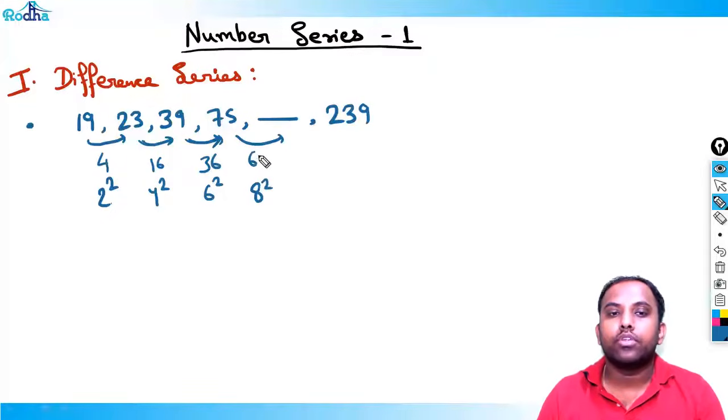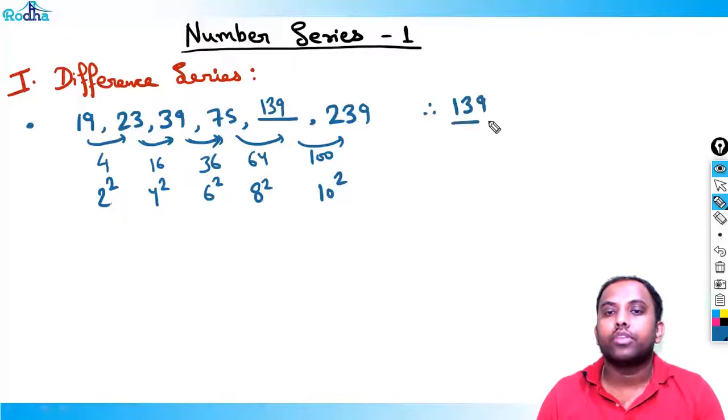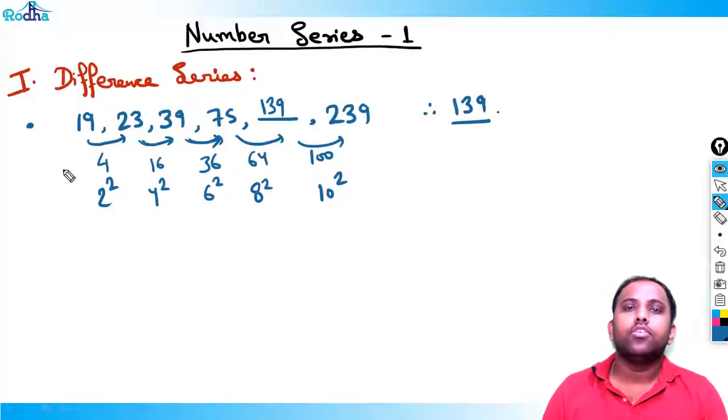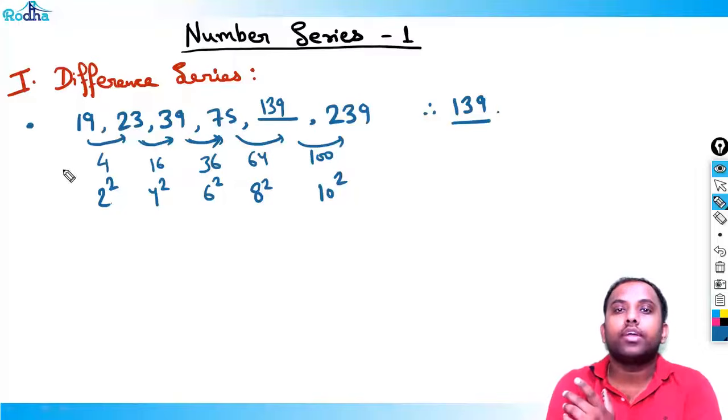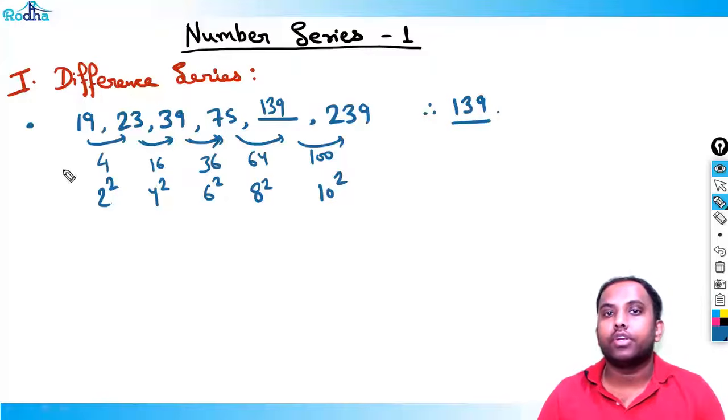That is 64. If I add it, you'll get 75 plus 64, that is 139. And then next should be 10 square, that is 100. If you add 100, you get 239. That's fine, it is satisfying. Therefore, my answer for this question is 139. So it's a difference series. By the difference, you can understand which kind of pattern is going on here.